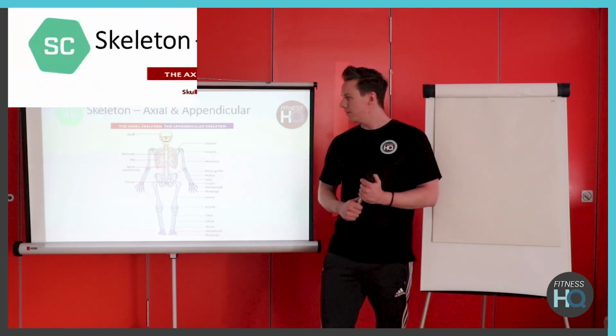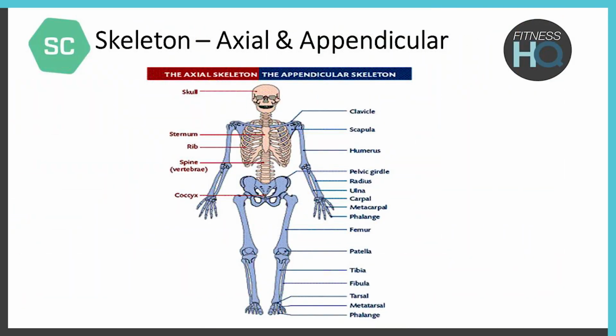From the diagram, you can see that there's a lighter shaded section, and then there's a darker shaded section as well. This middle section here, this core section, comprises the cranium, so the skull, the ribs, the sternum, the spine. These are all of our protective bones, and we call these the axial skeleton.